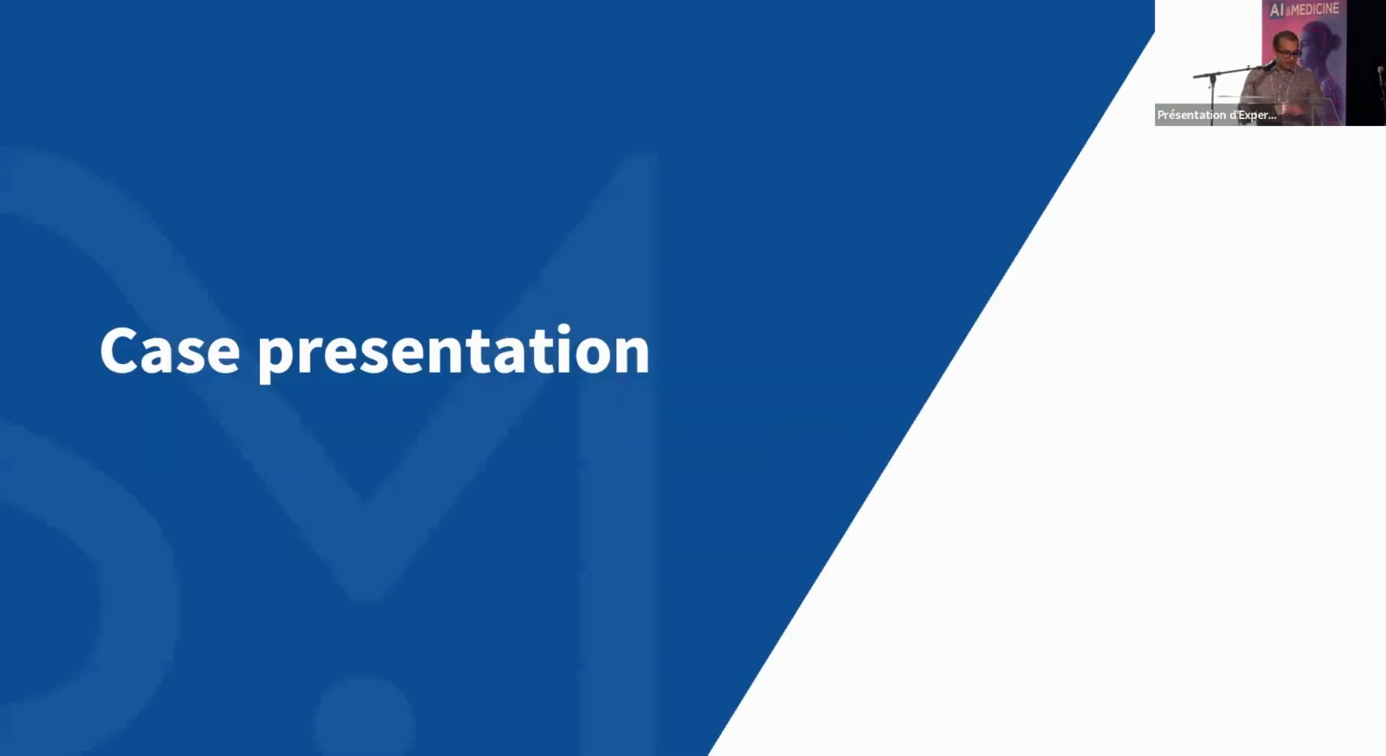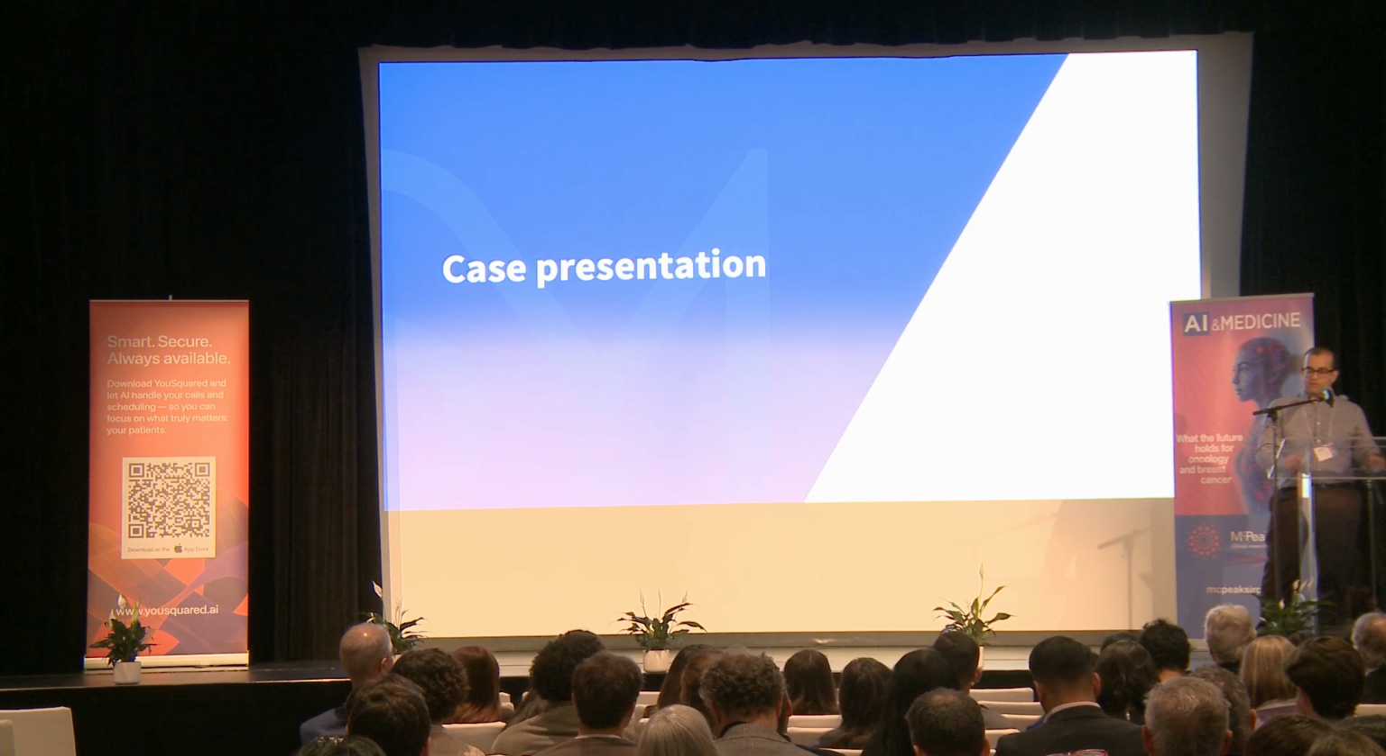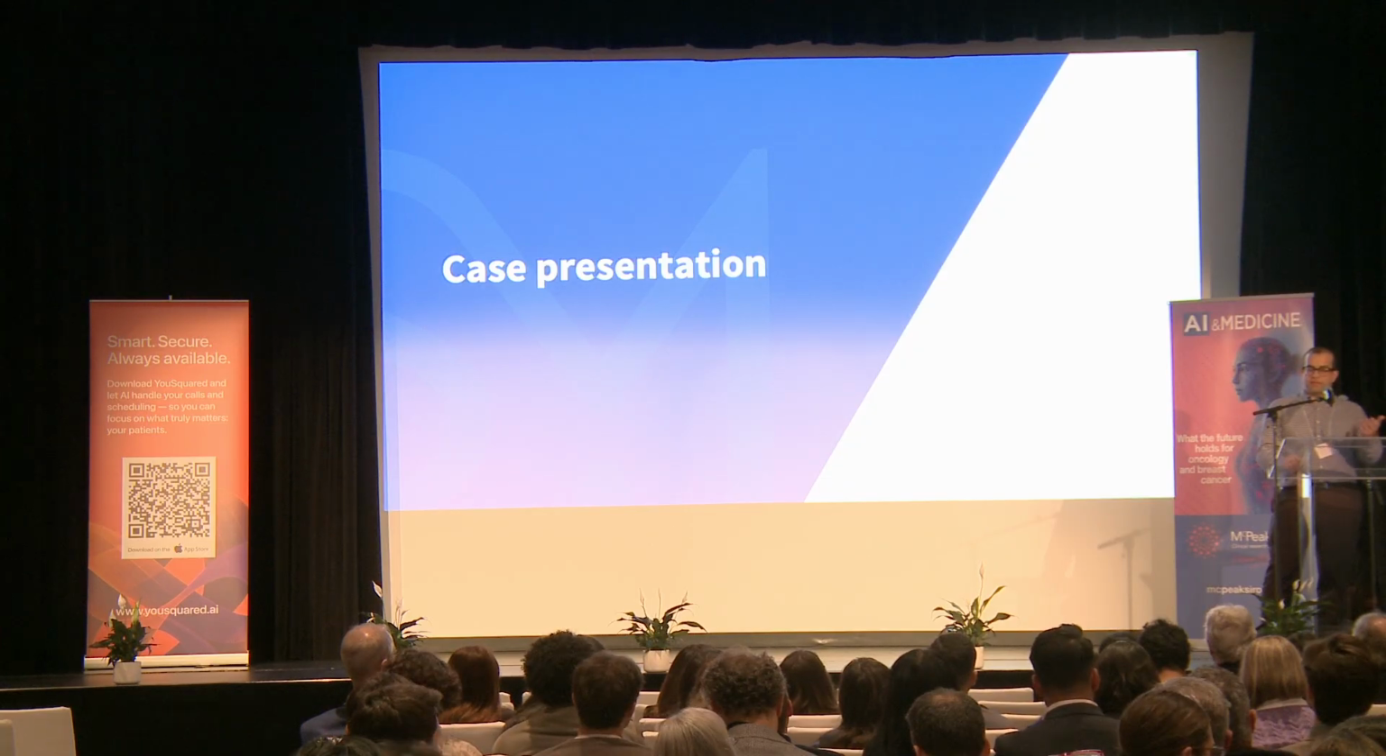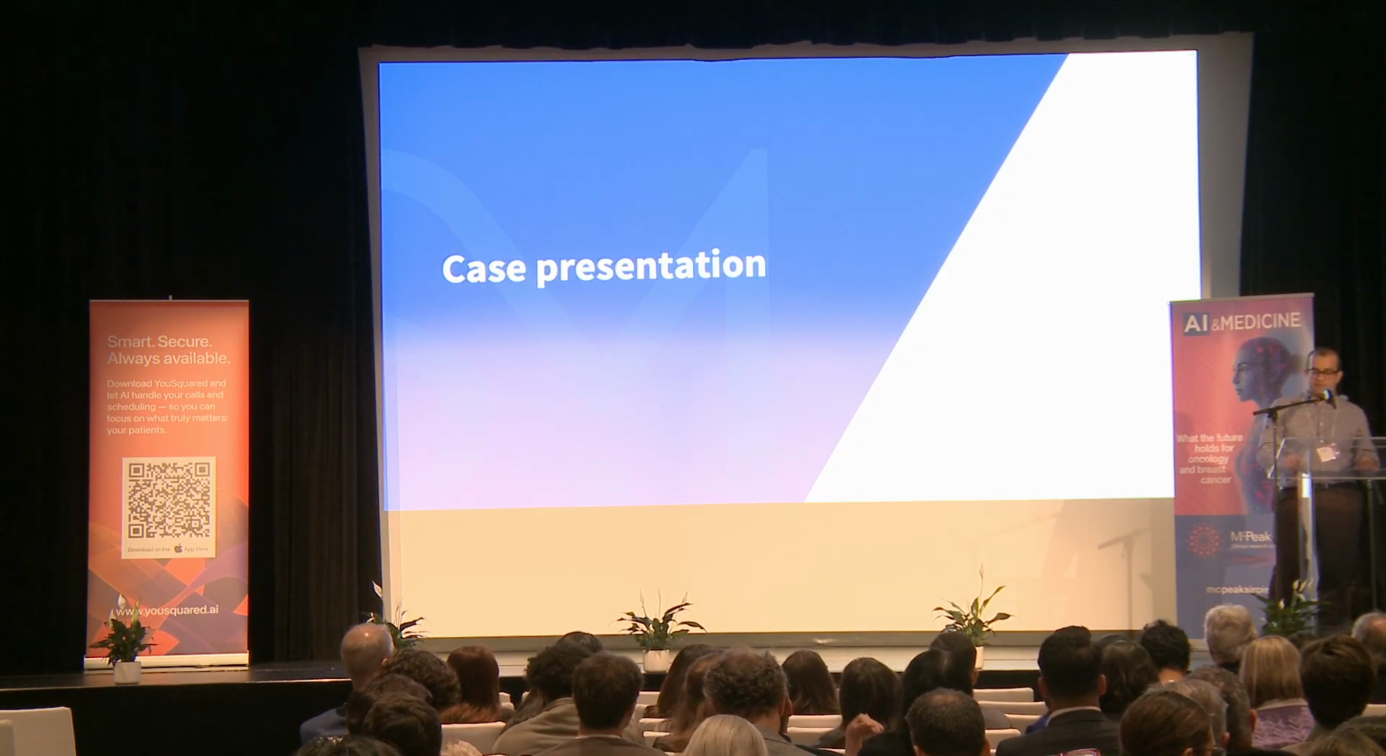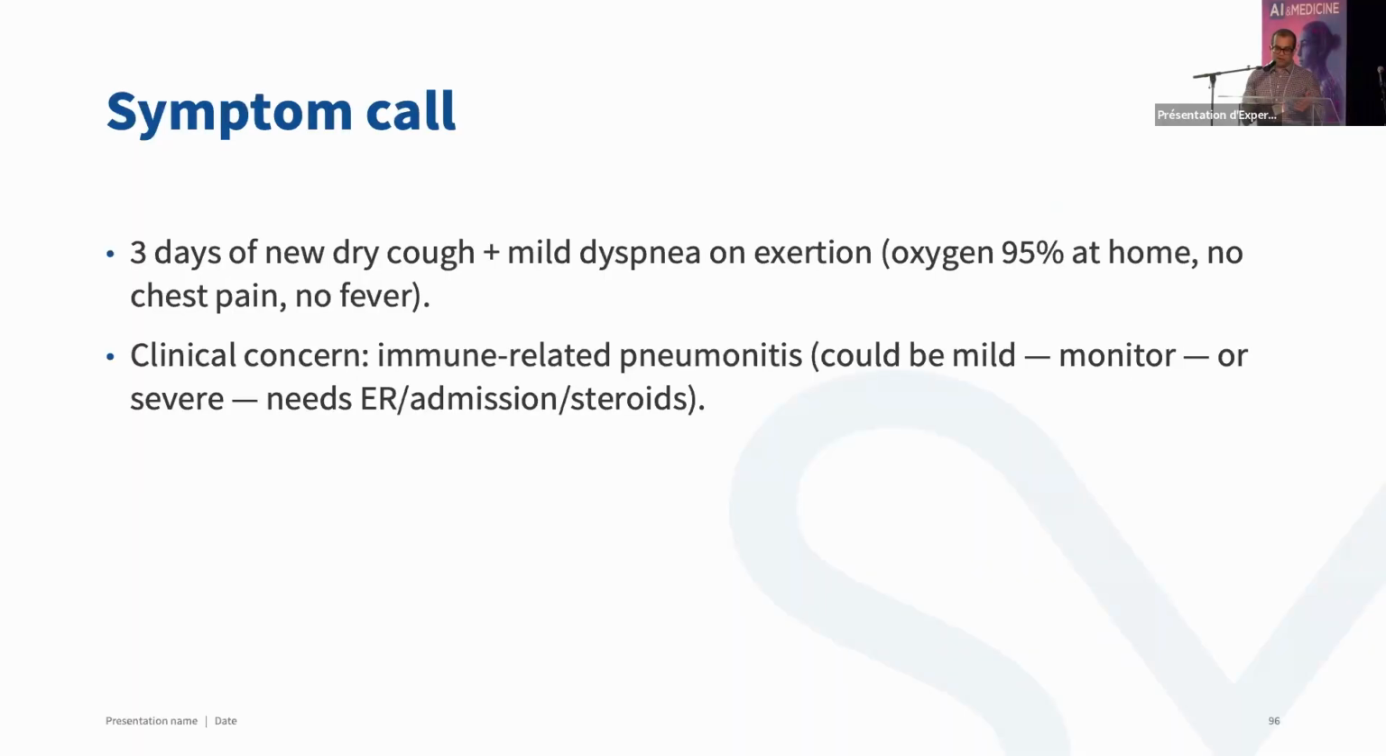So let's start with a case. You have a patient who's, let's say, on immunotherapy for breast cancer or some other kind of lung cancer, and then they call a symptom hotline and say, I have a new cough, new shortness of breath, and I've taken my oxygen saturation at home, it's about 95%, so not terrible, and what should I do?